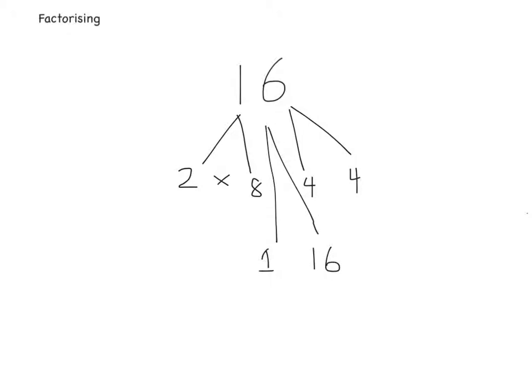So this number here has quite a few factors. Other numbers like 7, for example, only have the number 1 and the number 7 as its factors, and that makes that number a prime number. This stuff here is really important for what we're about to do.